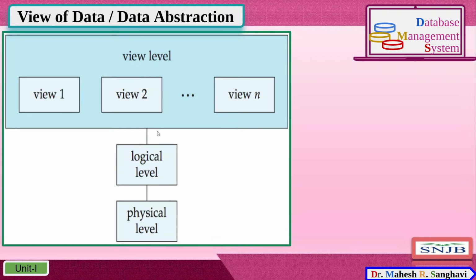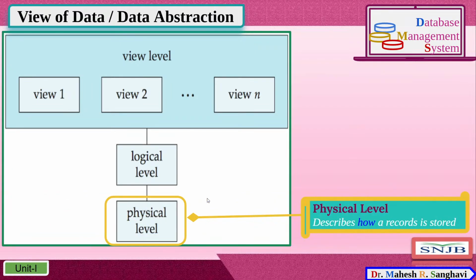There are three levels of data abstraction in DBMS: view level, logical level, and physical level. Physical level: this is the lowest level where actual storage details are handled. We focus more on how data is stored in memory, blocks, or files.